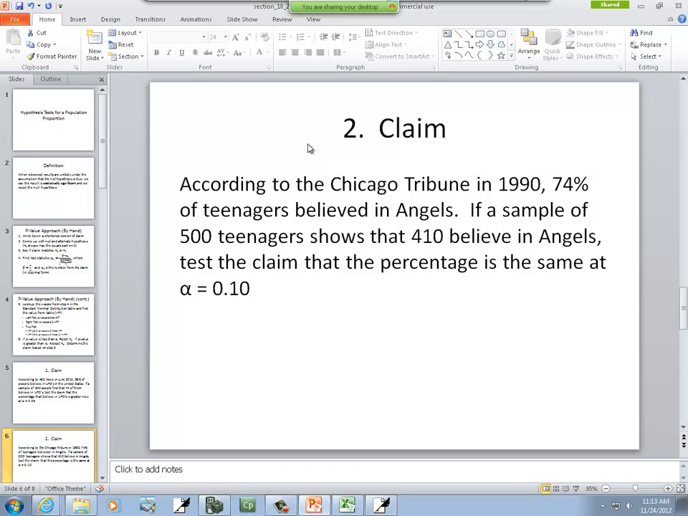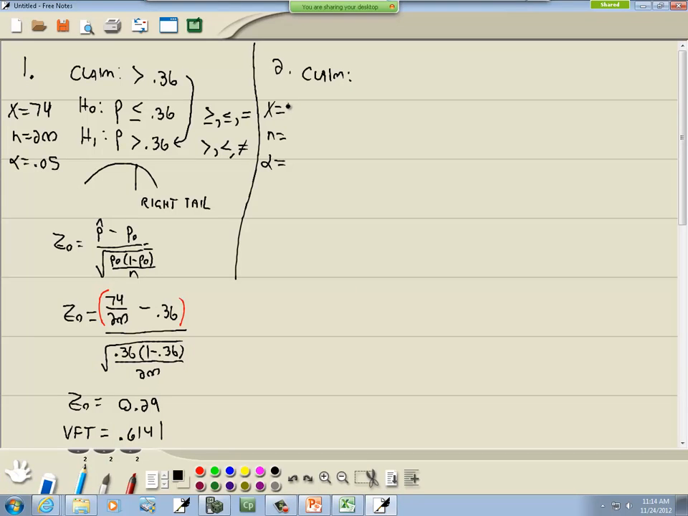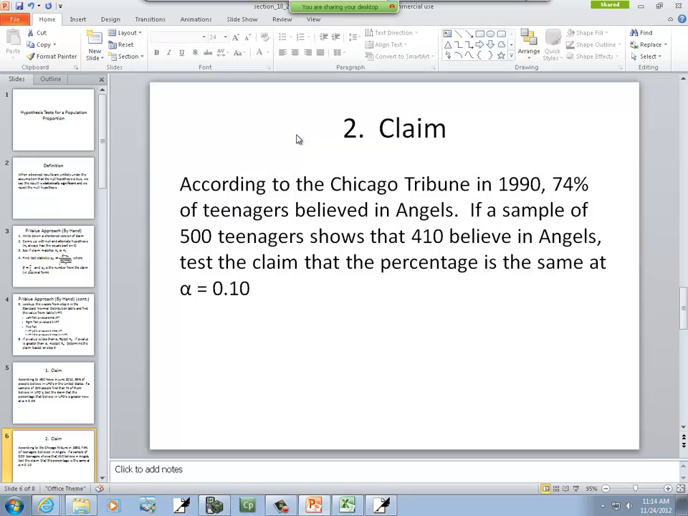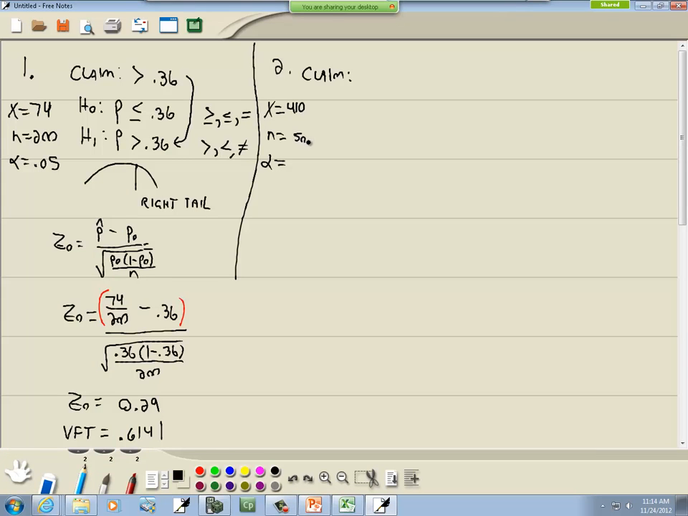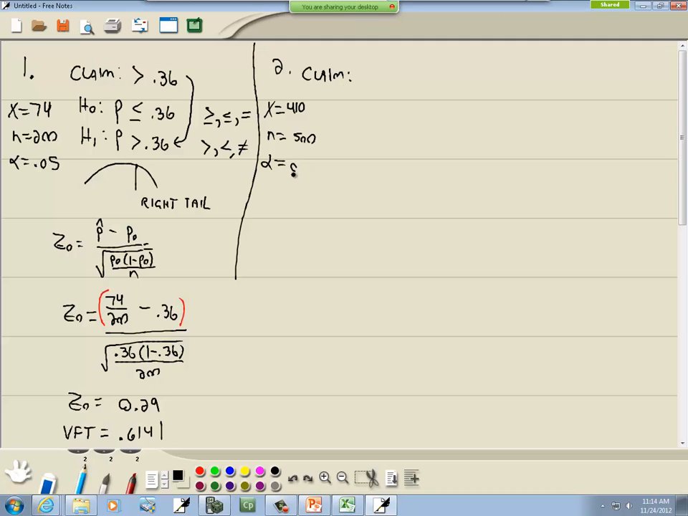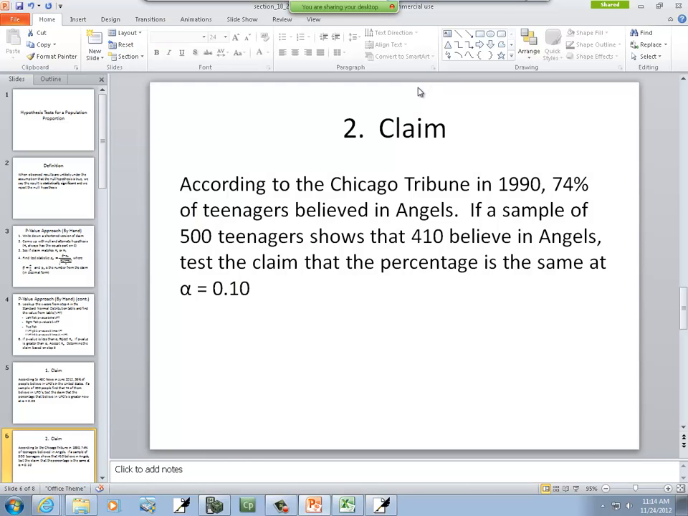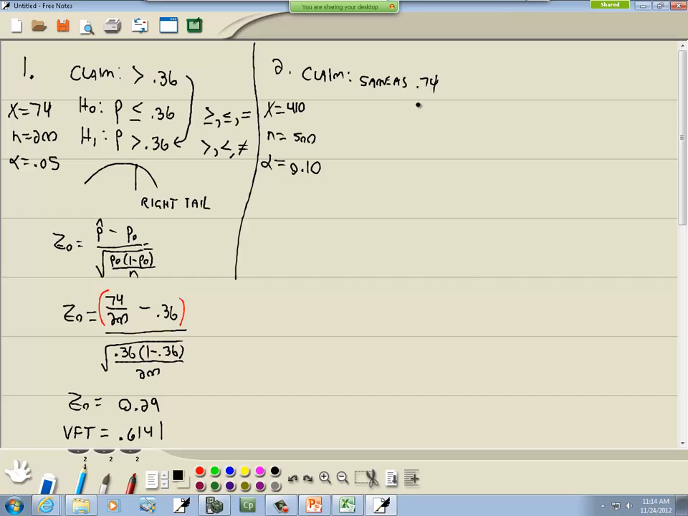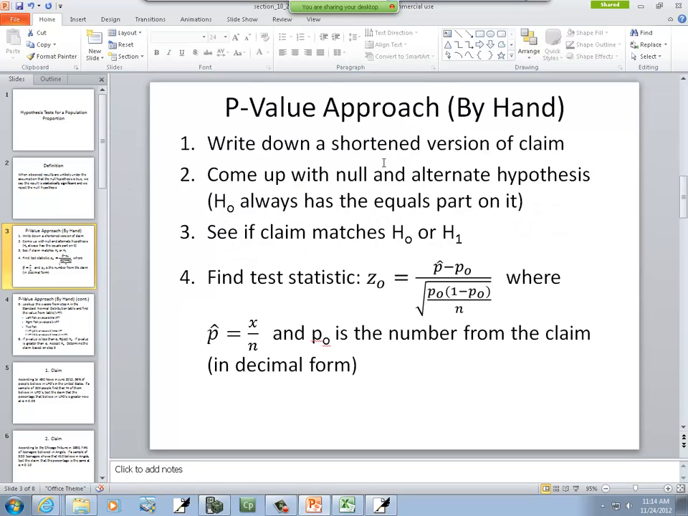Okay, so according to the Chicago Tribune in 1990, 74% of teenagers believe in angels. If a sample of 500 teenagers show 410 believe in angels, so X is 410, and N is 500. Test a claim that the percentage is the same and alpha equals 10%. So alpha is 10%, and same as 74%. Okay, step 1, write down a shortened version of the claim. We did that. Step 2, come up with a null and alternate hypothesis.